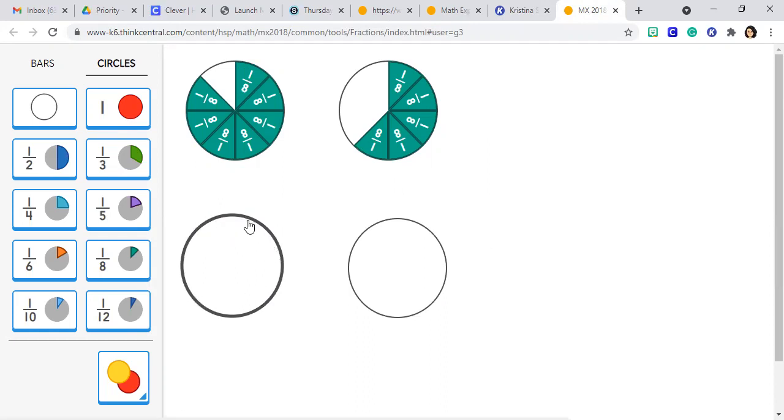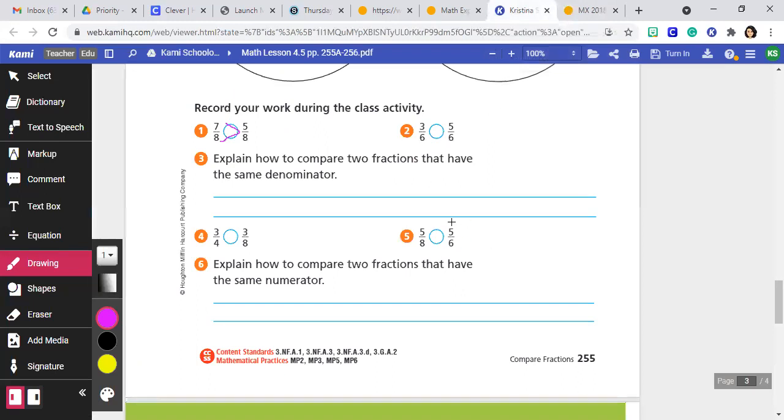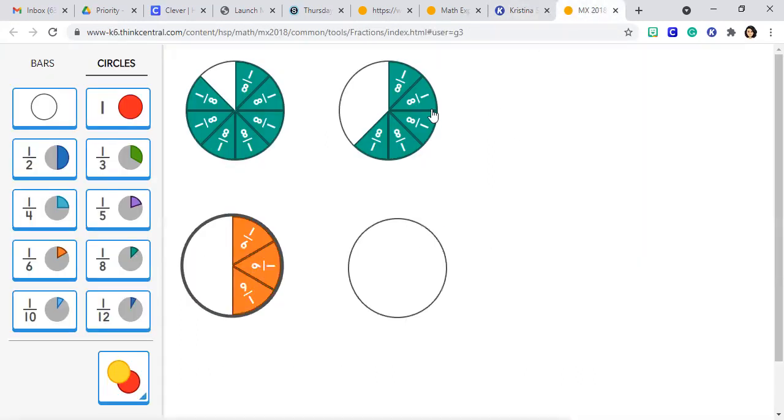It's become thicker, and I'm going to use the unit fraction 6th. 3 of them. 1, 2, 3. The other fraction is 5/6. So I'm going to unselect that and select this circle, and I'm going to put 5/6 in there. 1, 2, 3, 4, 5. Which of these circles that have been filled in with unit fractions is greater?